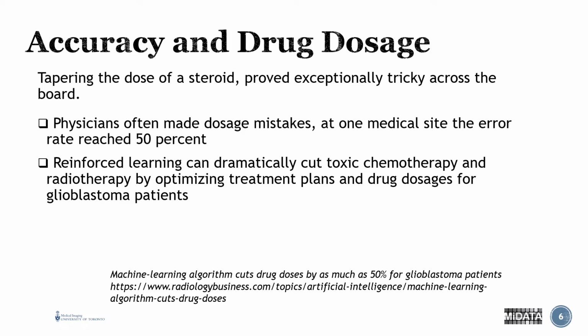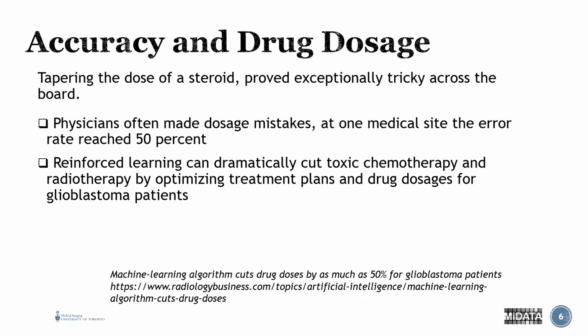And in order to reduce the swelling and the edema in the brain, corticosteroids are used. The problem, though, is there's this tricky balance of how much corticosteroid to use, when to use it, so that you don't have ill effects or comorbidities due to the corticosteroid usage. And so this is an example where physicians, in one study, often make dosage mistakes. With one example, obviously probably an outlier, at one medical site the error reached 50%.